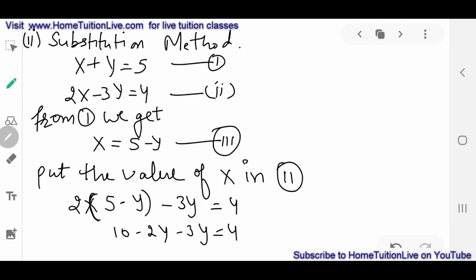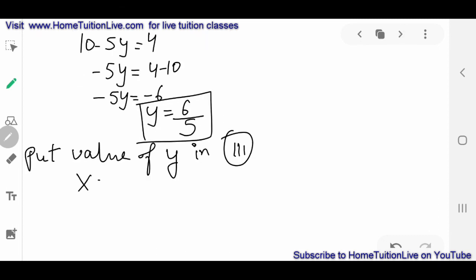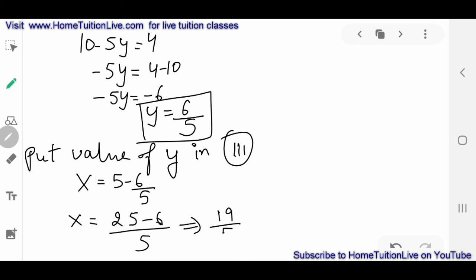What is the third equation? x is equal to 5 minus 6 by 5. x is equal to 25 minus 6 divided by 5. So we get 19 by 5. So x value is 19 by 5. This is the substitution method.